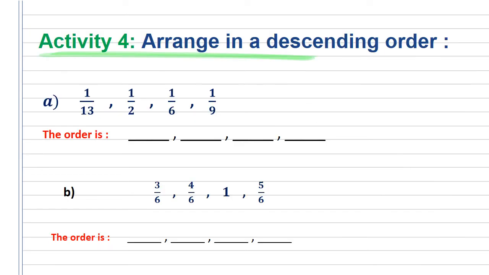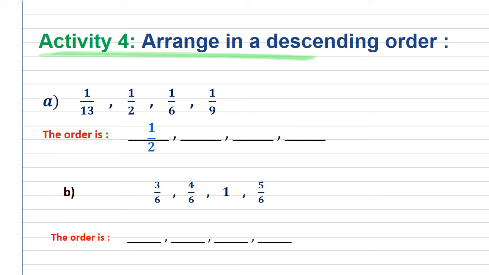Activity 4. Arrange in a descending order. Descending order means from the biggest to the smallest. Okay. Let's see here. Who is the same, numerator or denominator? It's the numerator. So, the biggest one is the smallest denominator, which is 1 over 2.